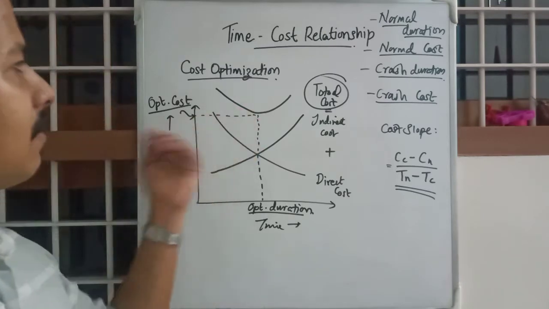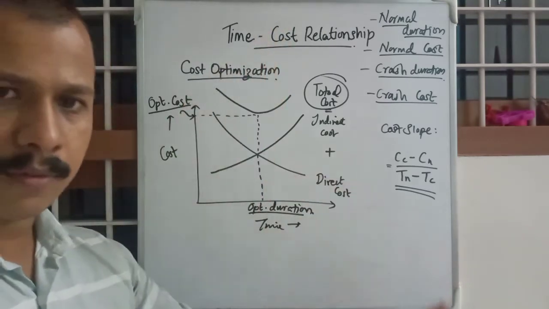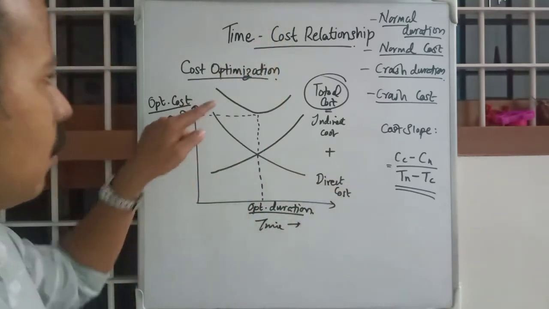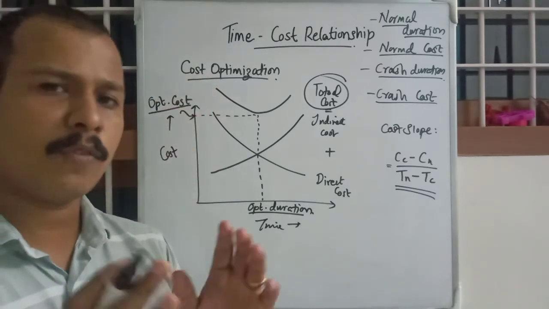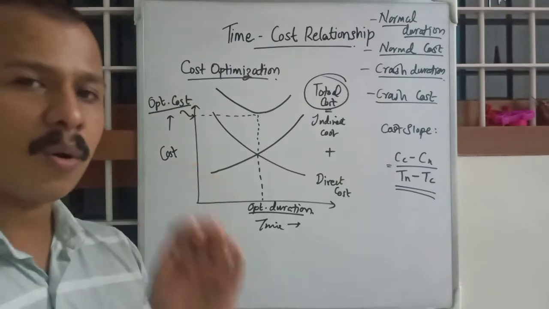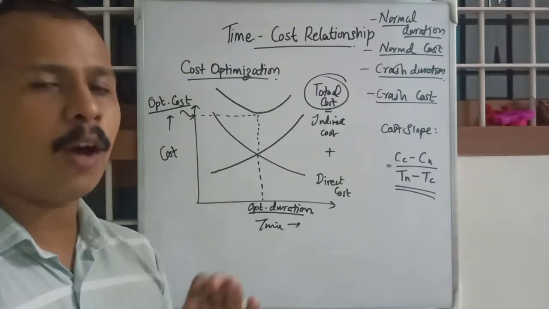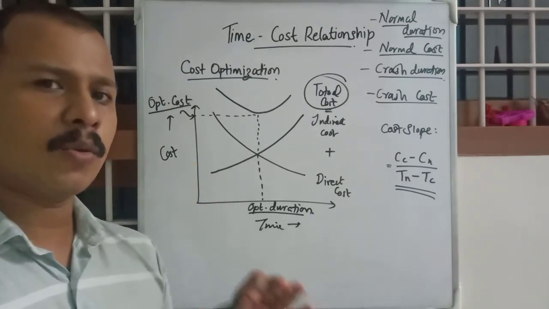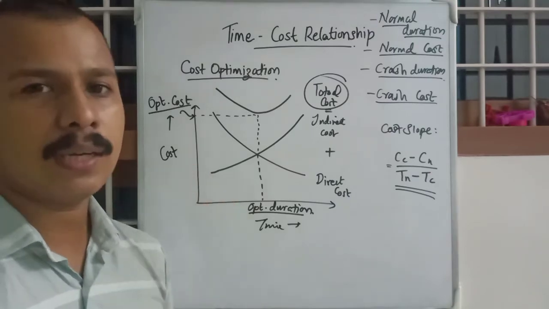Okay, so in either way it will be increasing. Whether the duration is increasing or decreasing, cost will be increasing, right? So obviously we will be going for this. Okay, so right now we will be concentrating on cost optimization and how we will be doing it. Okay, so we will just do it by an example.